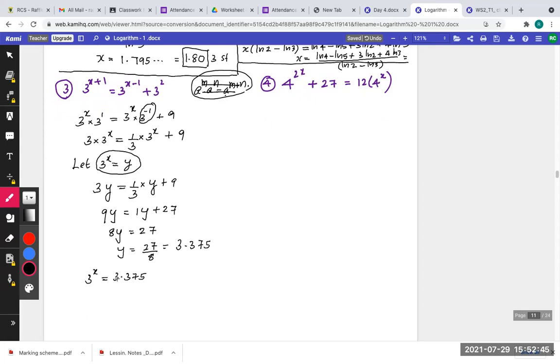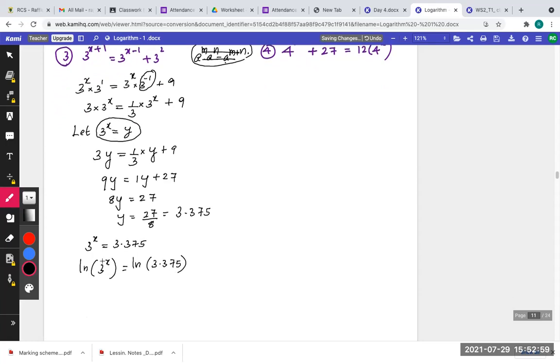How do I get x? By taking ln, the normal method of taking ln on both sides, right? ln of 3 to the power x equals ln of 3.375. Our aim is to move x to the front, and we can do it by using the power rule. x ln 3 equals ln of 3.375, which will give you x. x equals ln of 3.375 divided by ln 3.